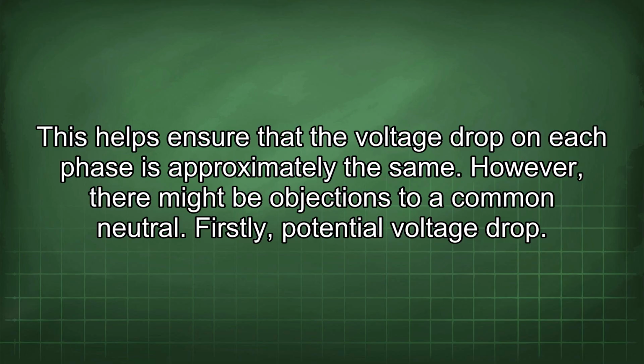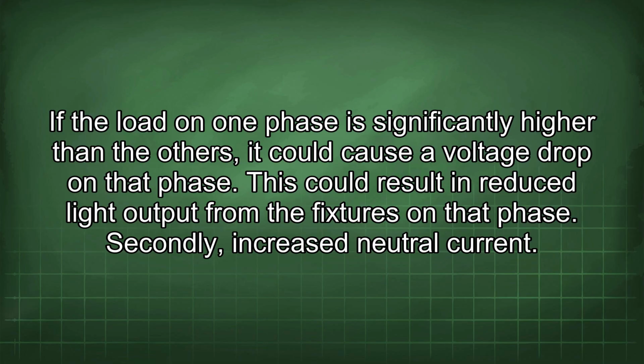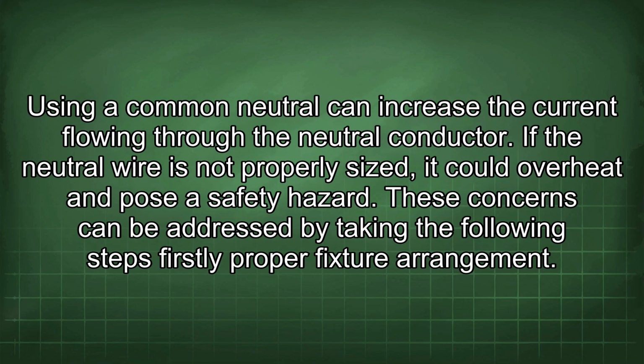However, there might be objections to a common neutral. Firstly, potential voltage drop. If the load on one phase is significantly higher than the others, it could cause a voltage drop on that phase. This could result in reduced light output from the fixtures on that phase. Secondly, increased neutral current. Using a common neutral can increase the current flowing through the neutral conductor. If the neutral wire is not properly sized, it could overheat and pose a safety hazard.